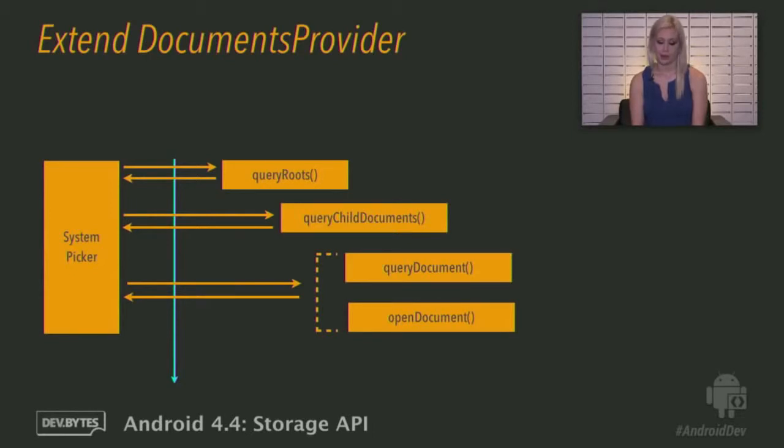How you implement a provider, you must extend Documents Provider. It's an abstract class, and it has a minimum of 4 methods you must implement yourself. They're called in this order: query roots, followed by query child documents, and finally, possibly either query document or open document. There's many more, but we're going to start with the most simple case, which is just supporting OpenDoc.